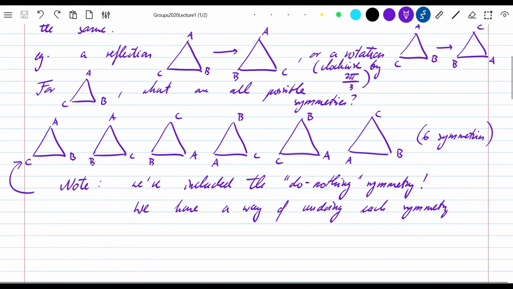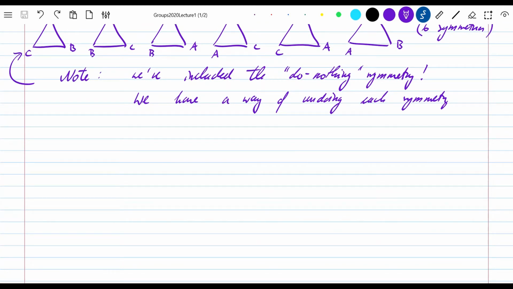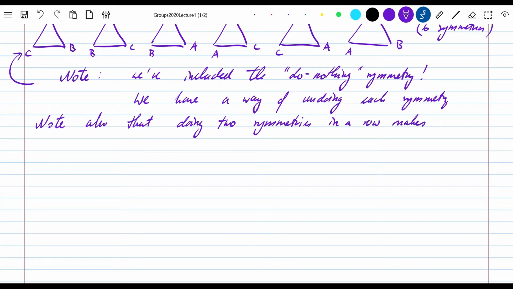Another very important feature of symmetries is that if we do 2 symmetries in a row, we actually perform another symmetry. So the composition of 2 symmetries gives another symmetry. So note also that doing 2 symmetries in a row makes another symmetry.